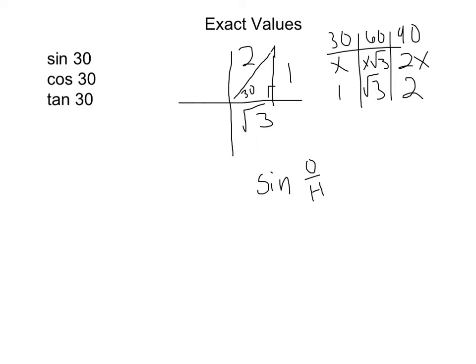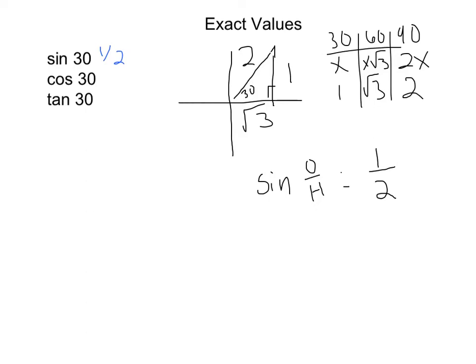The sine of 30 degrees is the opposite over hypotenuse. If I look at 30 degrees, opposite from 30 is my 1, and my hypotenuse is 2. So opposite over hypotenuse is 1 over 2. That means the sine of 30 degrees is 1/2. And if you were to type in the sine of 30 on your calculator, as long as your mode is in degrees, you would get 0.5.